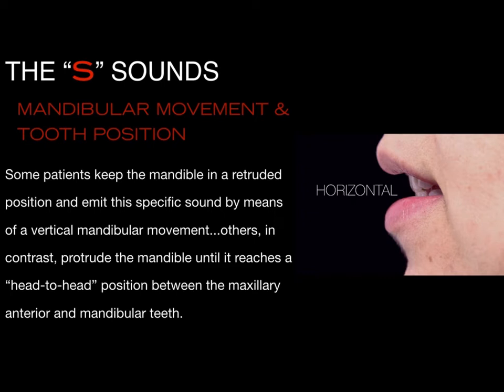Others, in contrast, protrude the mandible until they achieve the head-to-head position between the maxillary and mandibular anterior teeth. This anteriorized movement is typically found, according to Spear, in class 3 patients, as well as in a sizable percentage of class 1 cases. So it's very important to understand.